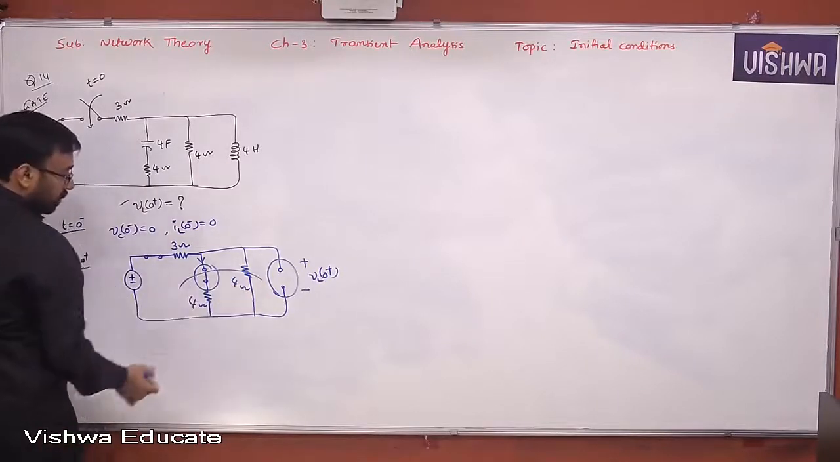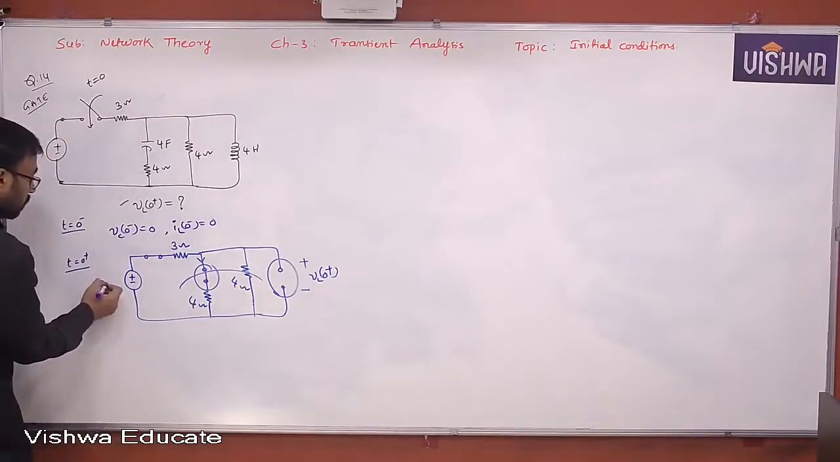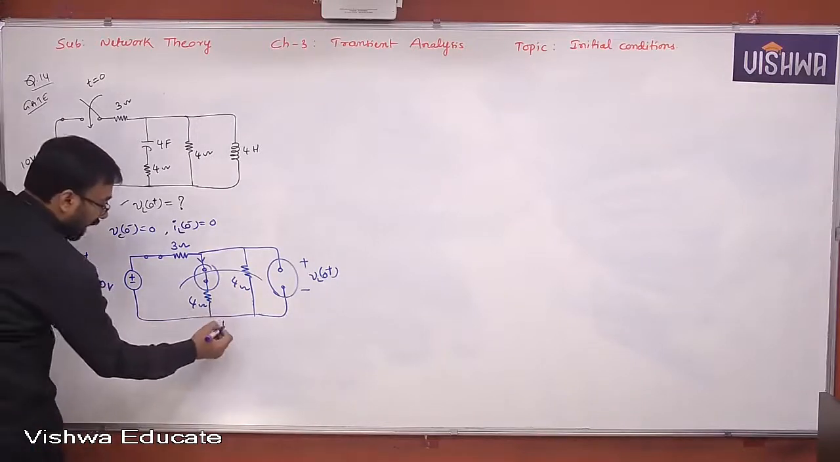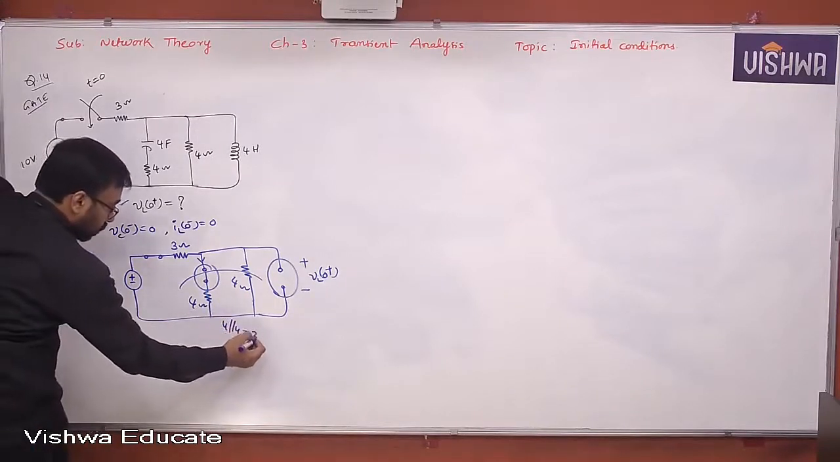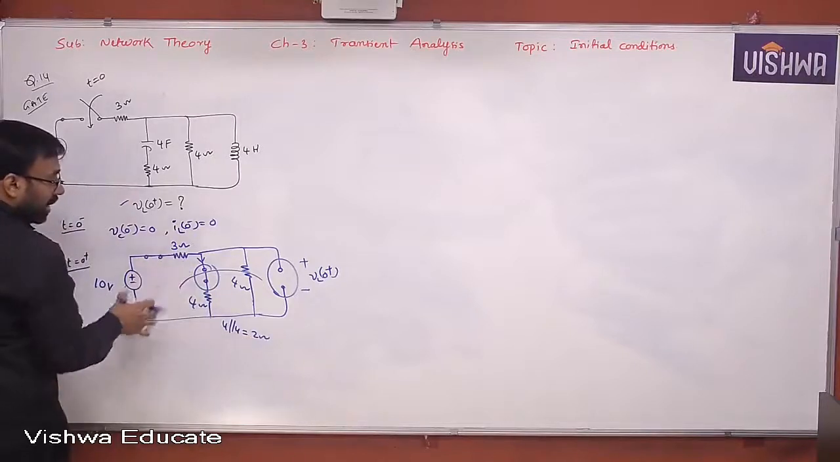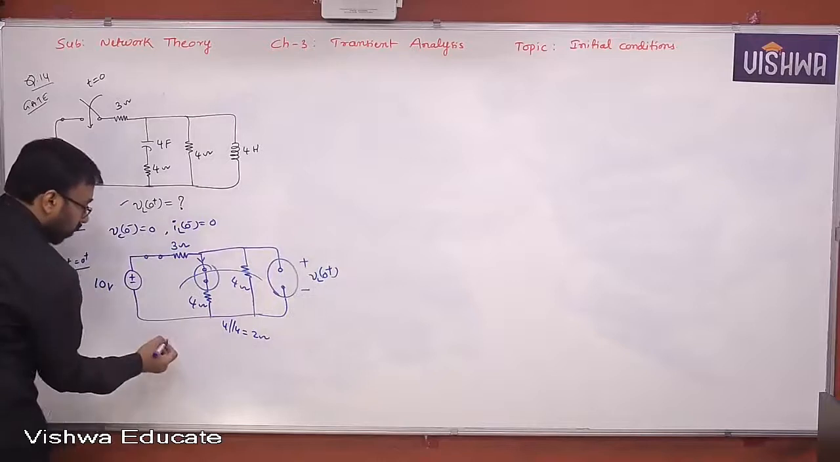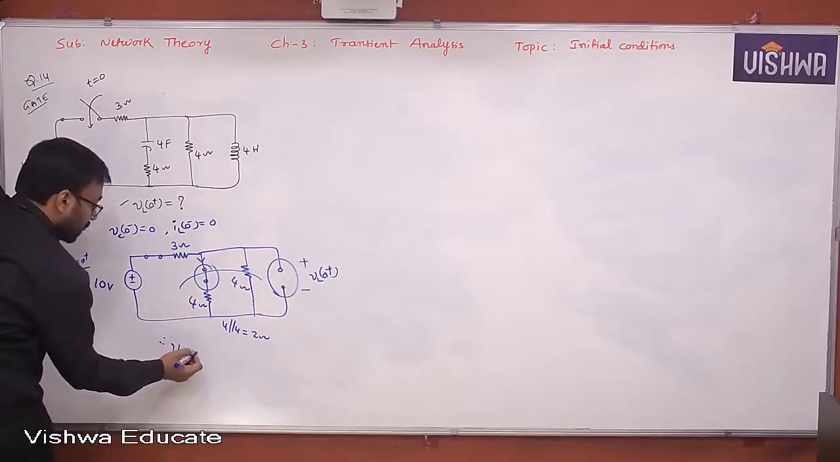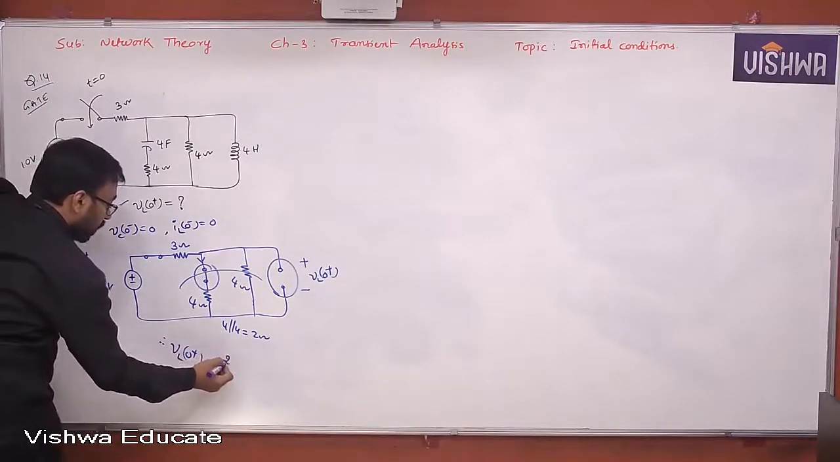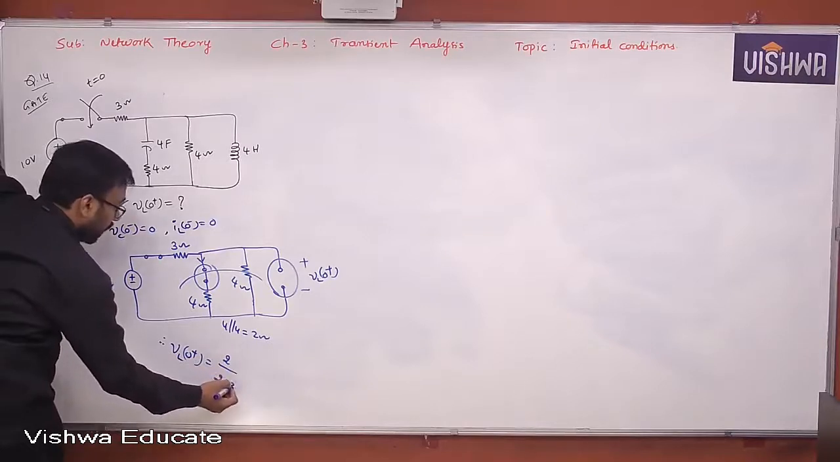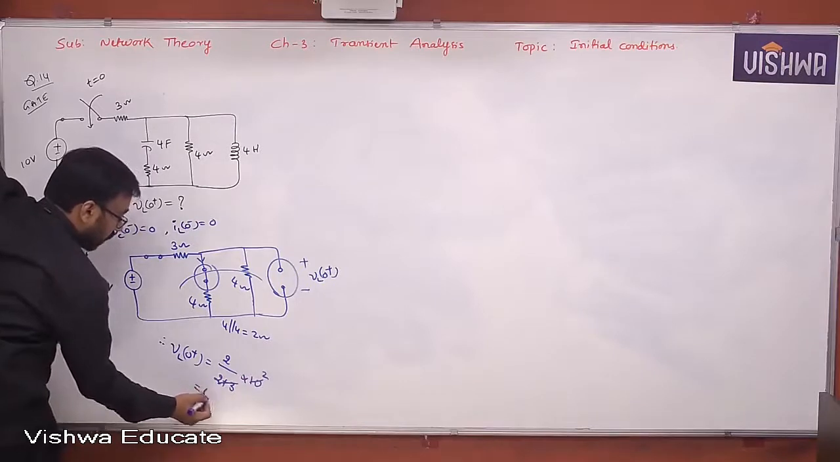So what is that? 4 parallel 4 is nothing but 2. Now this 2 and 3 are in series. The voltage across the 2 ohm is nothing but the voltage across the inductor. Yes or no? Therefore, VL of 0 plus is nothing but 2 divided by 2 plus 3, into 10. Finally, you got 4 volts.